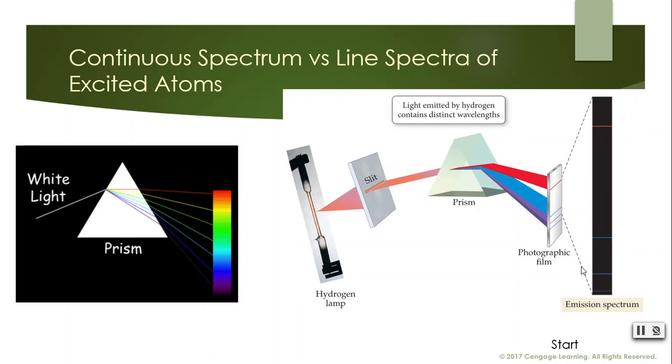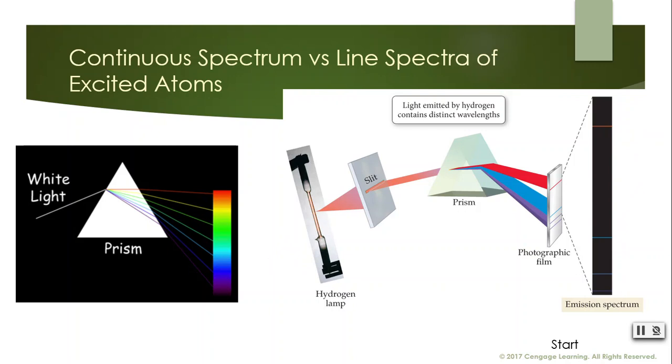So it turns out that all elements have what's called an emission spectrum. An emission spectrum is the light that is emitted from a particular sample that is excited with a particular energy, and that emission then separated into those wavelengths. So the emission spectrum for an excited atom is different than what you see for white light. You see distinct lines corresponding to distinct wavelengths of energy.